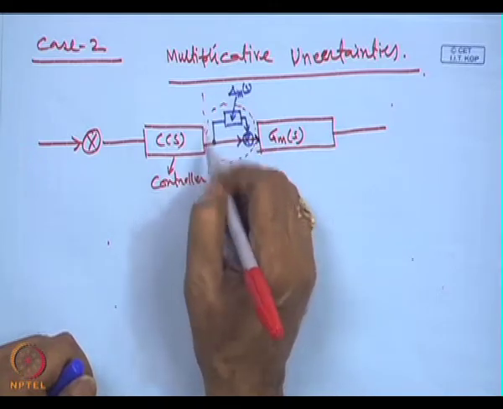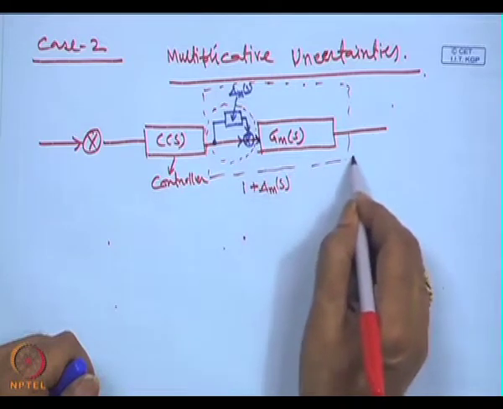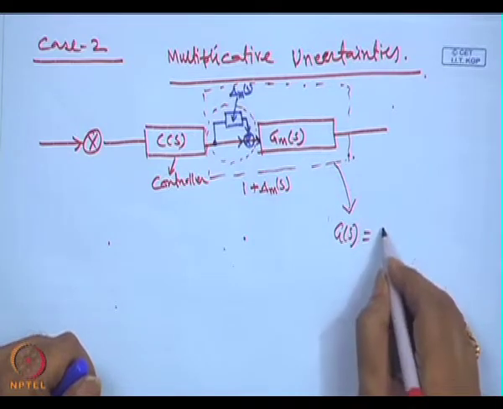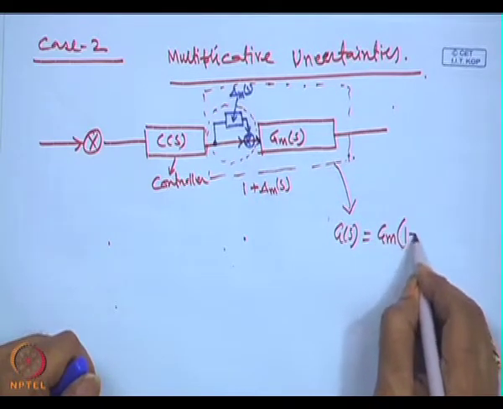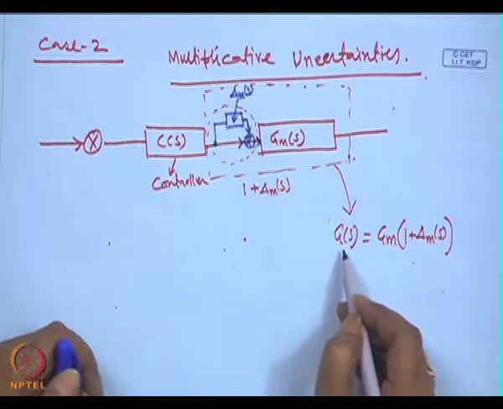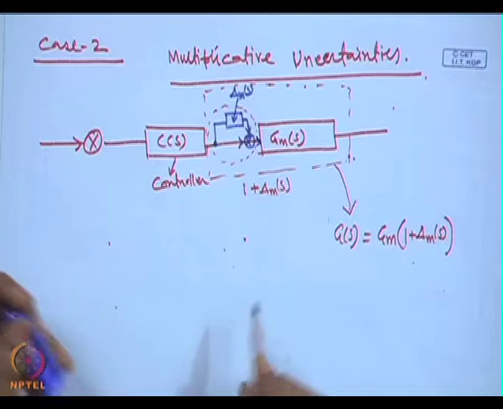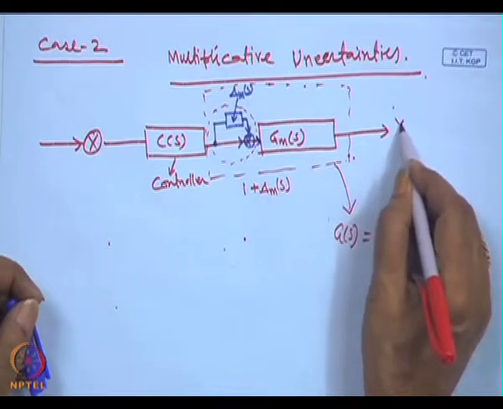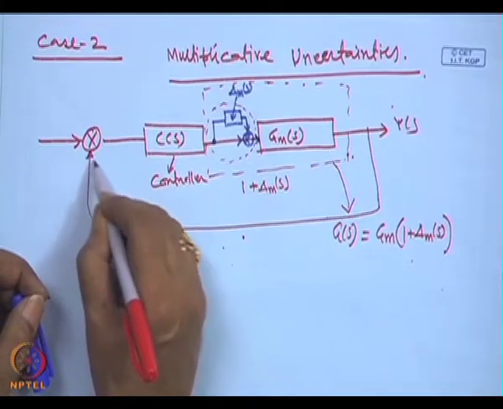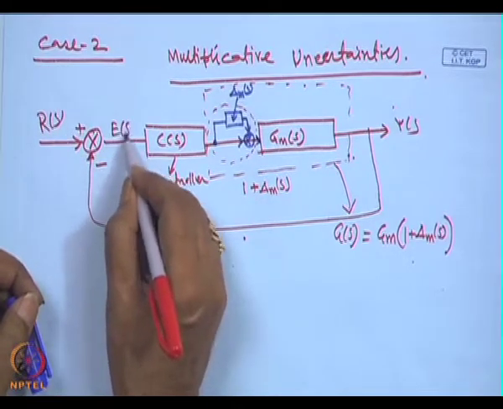The whole block from here to here, the actual plant G(s), is nothing but Gm(s) into 1 plus delta m(s). If there is no perturbation, the plant model and the actual plant are the same. This is our output y(s), the feedback, this is r(s), this is e(s), and this is y(s).